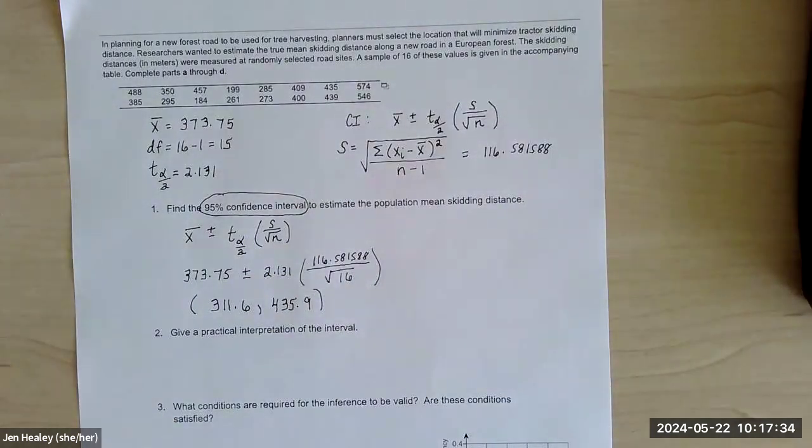It mattered that this was a 95% confidence interval. That's why I used the 2.131. If your homework problem told you to do a 90% confidence interval, then you're going to have a different T value in there. But everything else in there is going to be the same. So the size of the confidence interval will be changed by whatever it is, 90%, 95%, 98%. You've got to check.